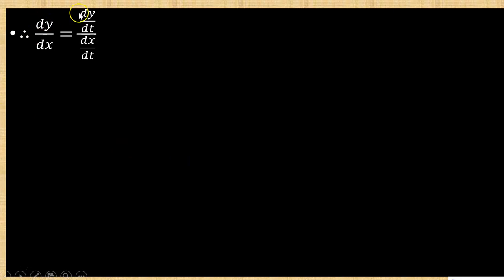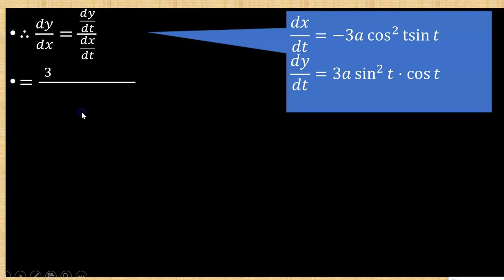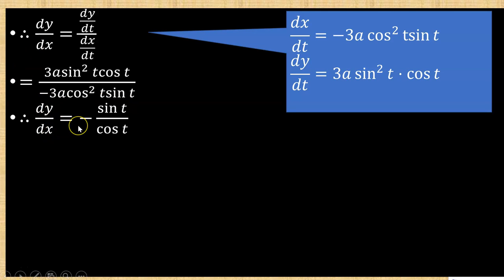Now dy by dx is equal to dy by dt upon dx upon dt. Now here we'll substitute the values. 3a sin square t into cos t upon minus 3a cos square t into sin t. 3a gets cancelled, and sin square t upon sin t, so sin will also get cancelled. In the numerator cos t and denominator cos square t, therefore one cos will go to the denominator. Therefore dy by dx is equal to minus sin t upon cos t. This is equation number 1.